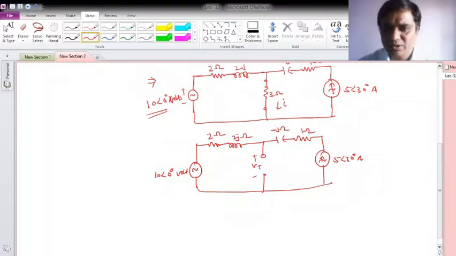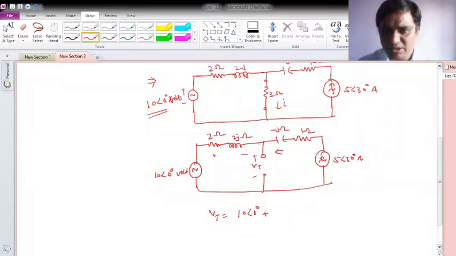So this is very simple. Now how much current is flowing from here? It is 5 angle 30 degree, and this voltage I would like to obtain. So what will be Thevenin's voltage? This voltage, where this is 10 angle 0 degree plus the voltage which will be developed here.